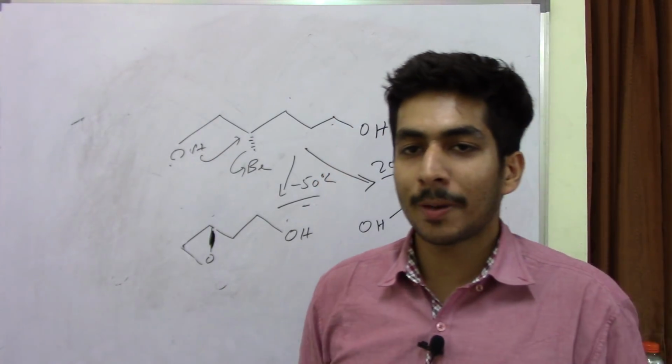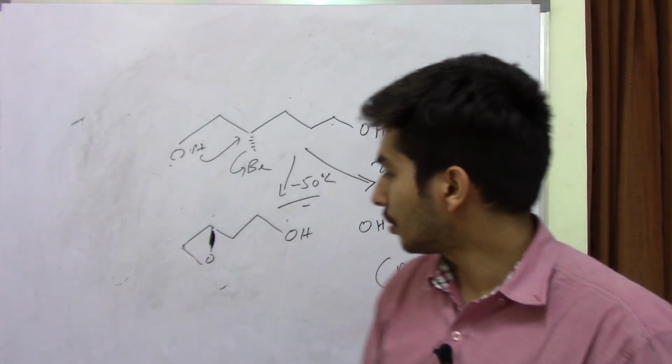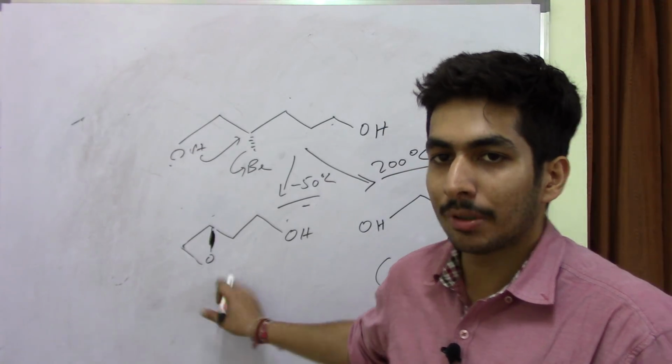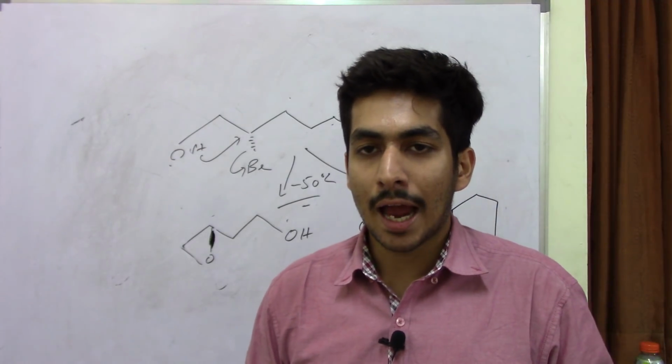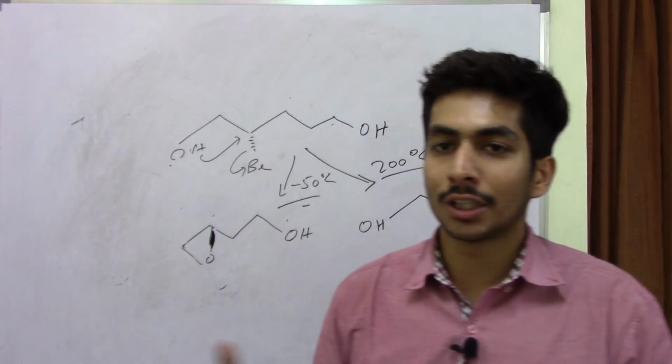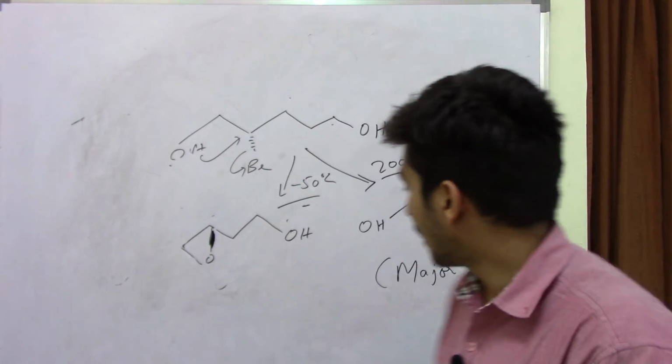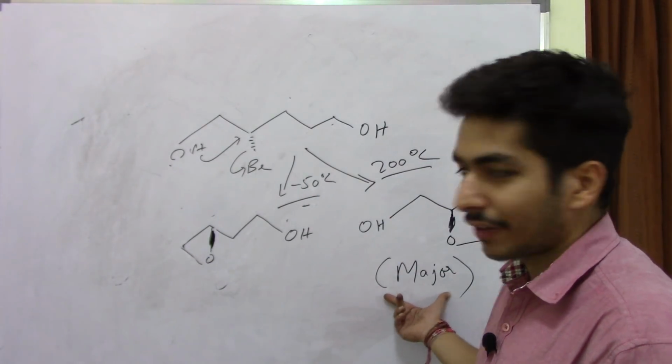So with a shorter span of time and at lower temperatures, your 3-membered ring will be the product, whereas at higher temperatures and a longer span of time, the major product will be your 5-membered ring.